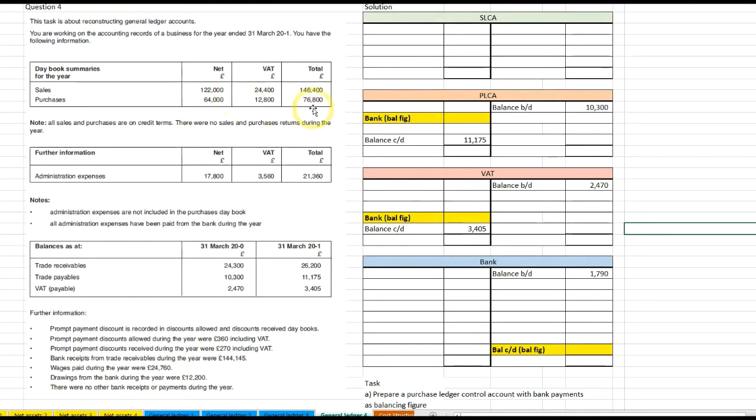I'm going to go back to where I was earlier and have a look at these day books. My total on my purchases day book is 76,800. Now I don't need the net figure, but I do need the VAT figure because I'm compiling a VAT account. I've got my 12,800 VAT there. Now we're told that there were no sales and purchase returns. Great. And then we're told that we have admin expenses of this amount.